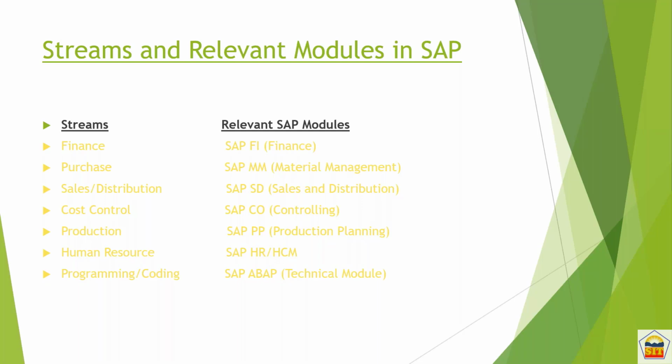For the production department, we have a solution provided by SAP in the form of a module called SAP PP, production planning. Likewise, for HR, we have SAP HR/HCM, and nowadays we also have SuccessFactors. These are the functional modules, and I just repeated that these are not the only functional modules.